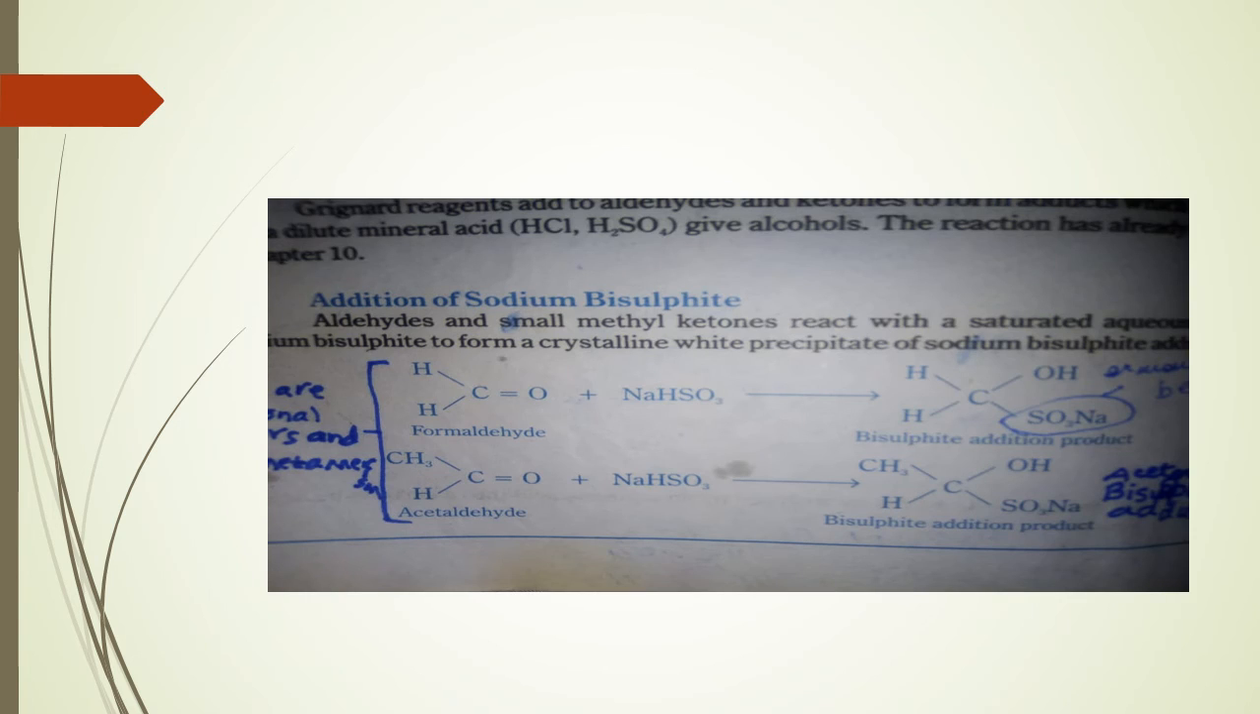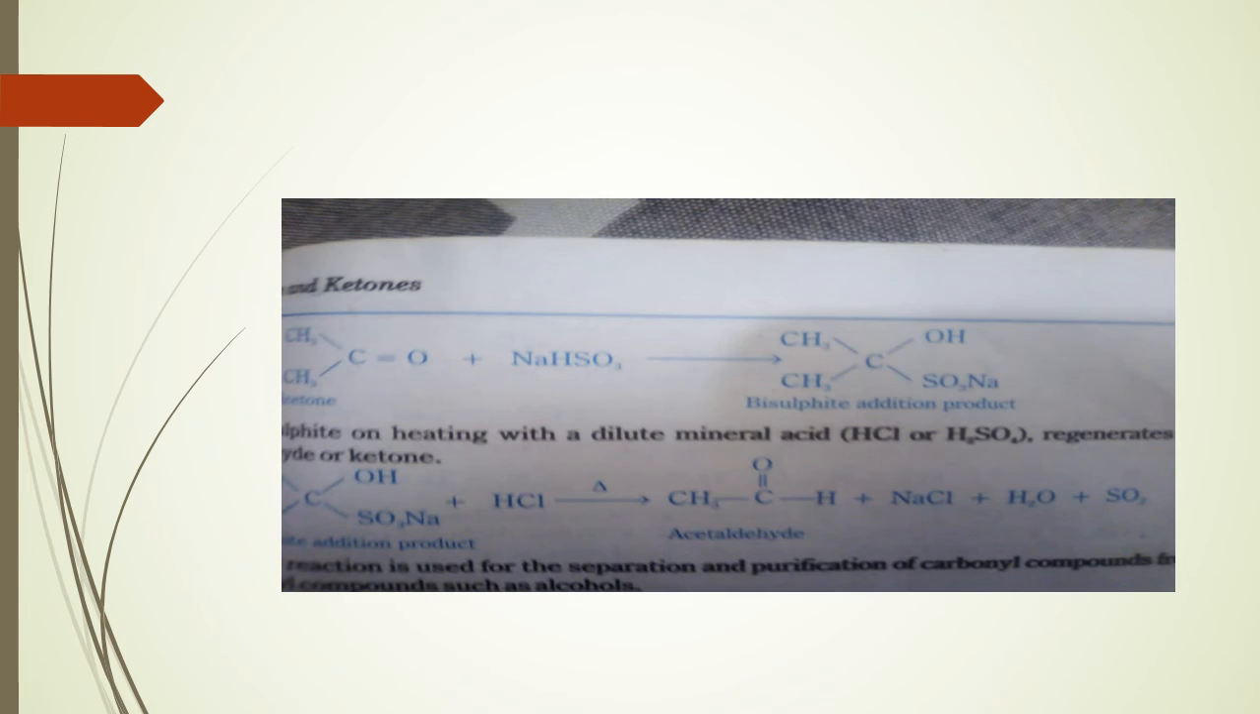Next reaction is addition of sodium bisulfite. Again here, formaldehyde, acetaldehyde, and ketone react with sodium bisulfite, and the bisulfite addition product is formed. Now what is the mechanism? Basically, the mechanism is the same. Here sodium bisulfite ionizes. It ionizes, forming SO3 negative, which acts as a nucleophile because it carries the negative charge, right? And the proton is formed and sodium ion is formed.